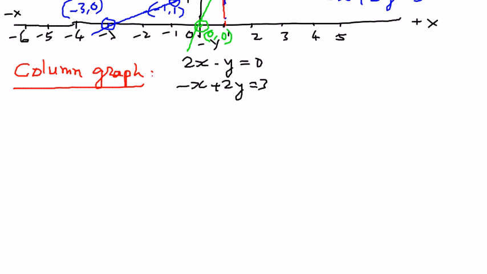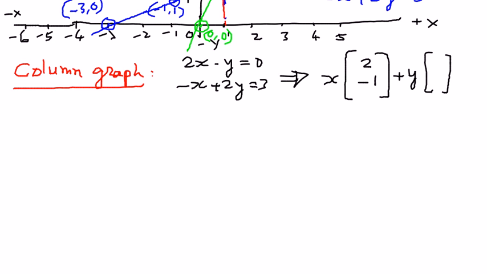We can write this as x being the variable, and then I can take the coefficients for equations 1 and 2 and write them as a matrix like this: 2, negative 1, plus y, and then write the coefficients of y in matrix format: negative 1, positive 2, is equal to 0, 3. That is, we'll write that as a matrix as well. We want to find the values of x and y.